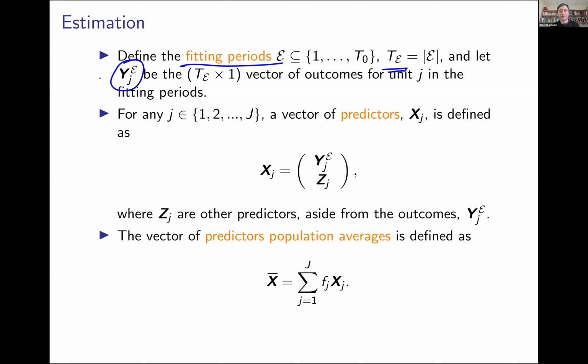Y_{E,j}. Okay, and next we are going to construct this vector of predictors that is going to be the pre-intervention outcomes during the fitting periods, and also any other predictors that we might take into consideration, like the size of a city or something like that. Next, we are going to calculate the average of these predictors for the entire population. Okay, this is the population average that you'll see in a moment. We will try to reproduce it with our synthetic control.